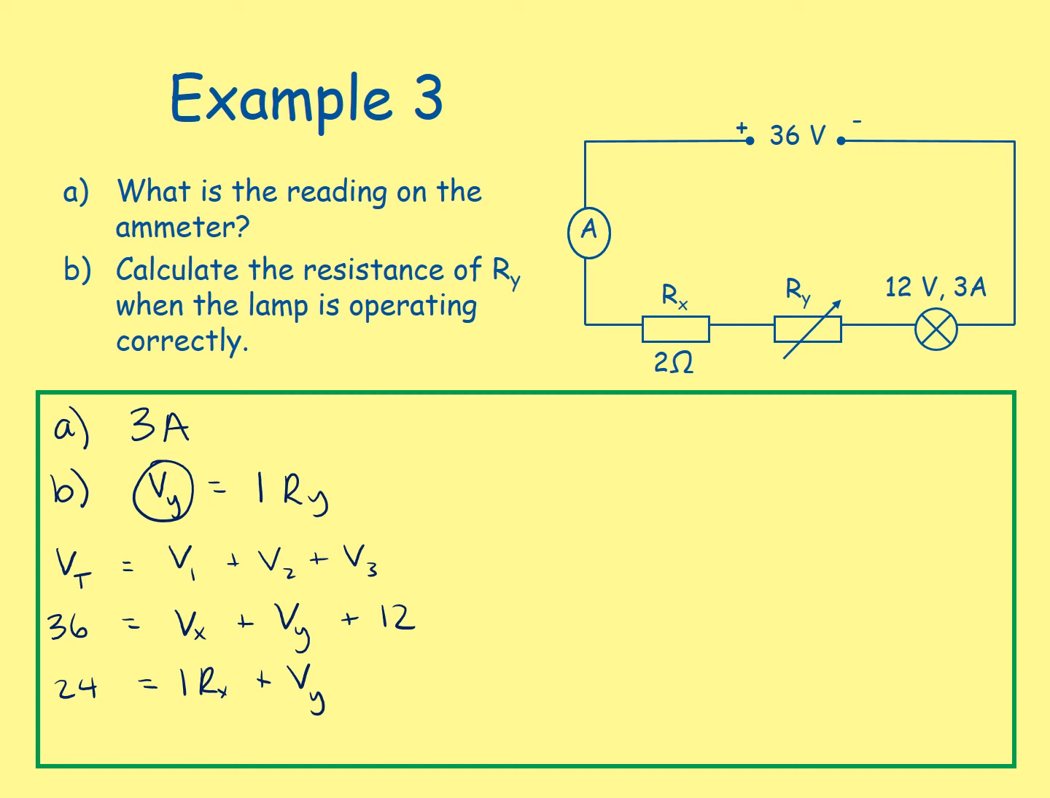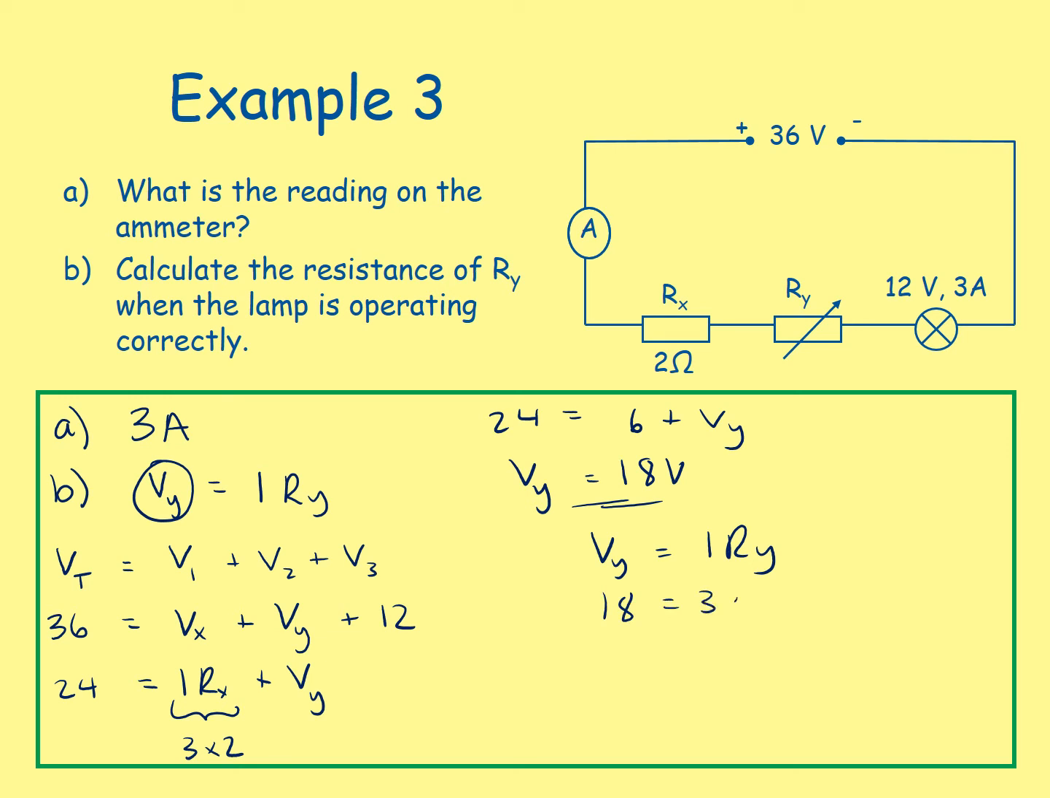The I Rx is 3 times by that 2, that comes from our diagram. So we have 24 equals 6 plus Vy. Rearranging that, we get Vy equals 18 volts. We can now use Ohm's law equation, so Vy equals I Ry, 18 equals 3 times Ry, so our Ry equals 6 ohms.